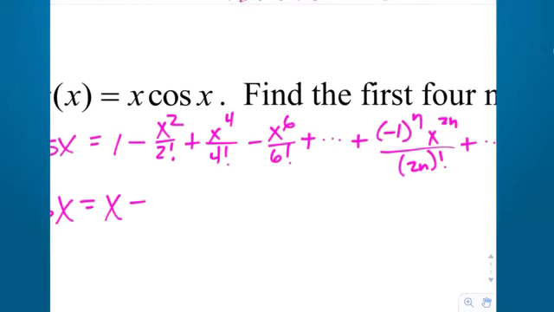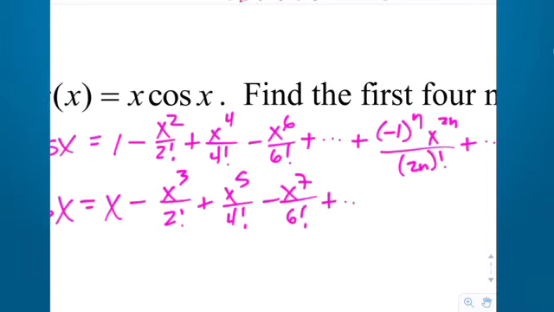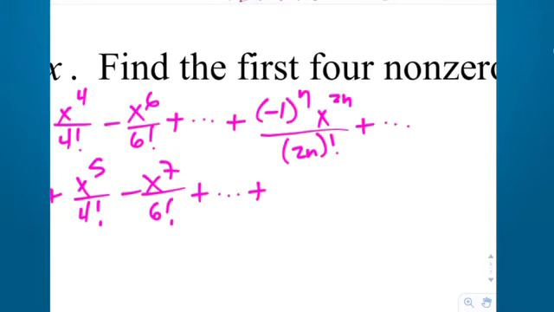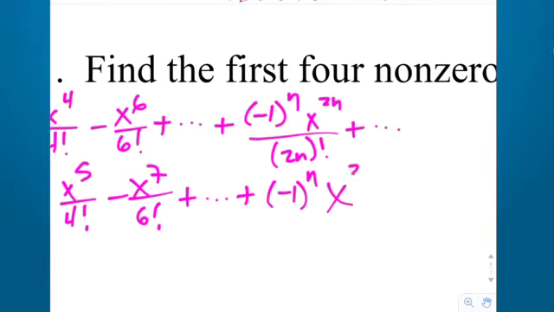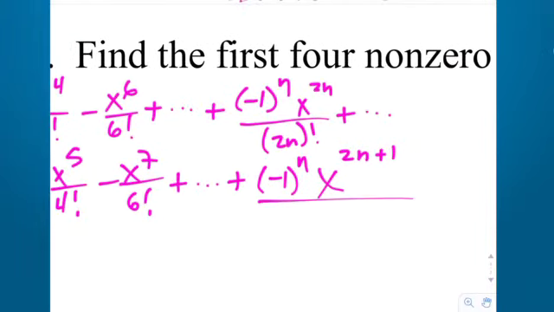So we get an x minus x cubed over 2 factorial plus x to the 5th over 4 factorial minus x to the 7th over 6 factorial plus yada, yada, yada, plus, and then again, just as easy here, negative 1 to the n, and now we're going to multiply by x. So x to the 2n times x to the first. What do we do with the exponents? We add 1. Yeah, 2n plus 1. And just make sure that it's in exponent land and doesn't fall down. All over still 2n factorial plus dot, dot, dot.